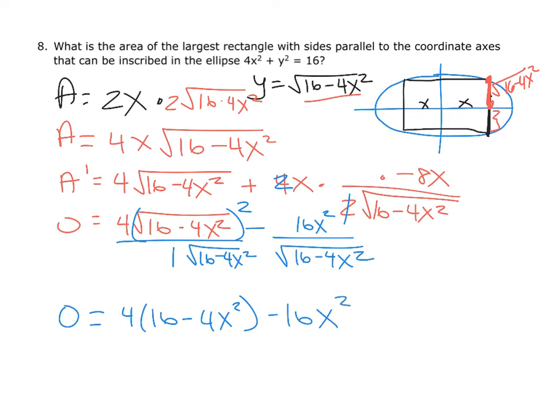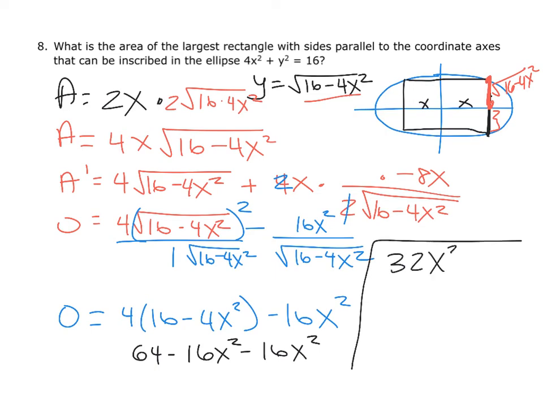I'm going to ignore the bottom. Like I've said before, we're not going to set the bottom equal to 0 in a real world problem. You end up getting something that'll make the area 0. So 64 minus 16x squared minus 16x squared. So we end up getting 32x squared equals 64. So x squared is 2. X is the square root of 2.